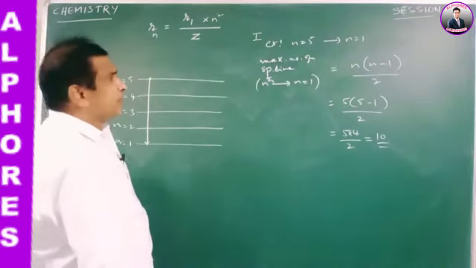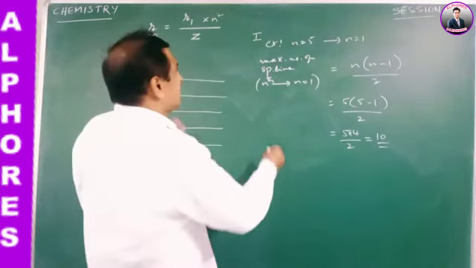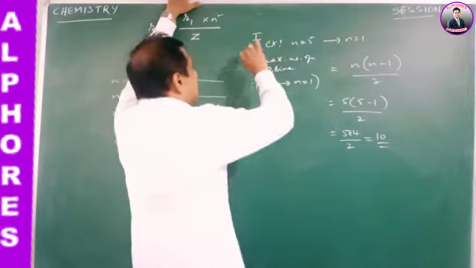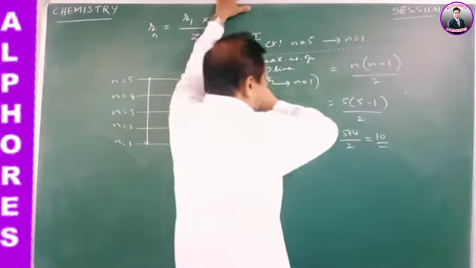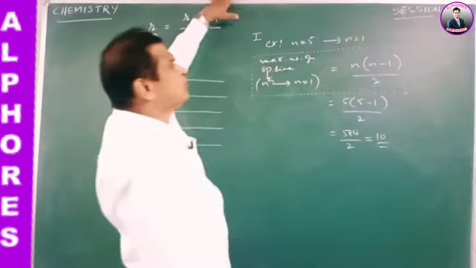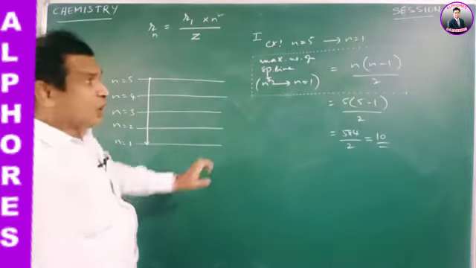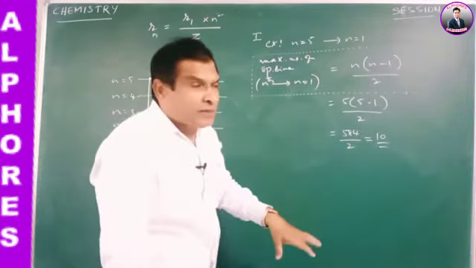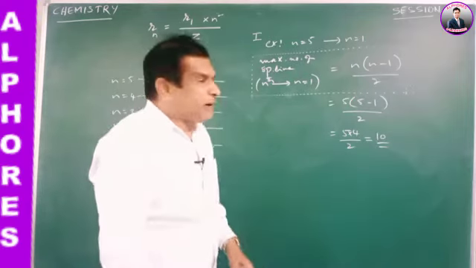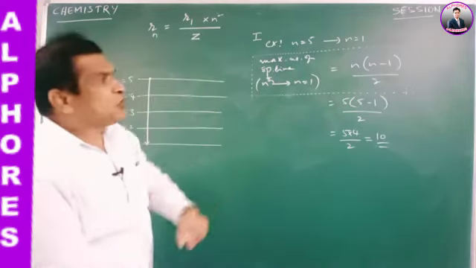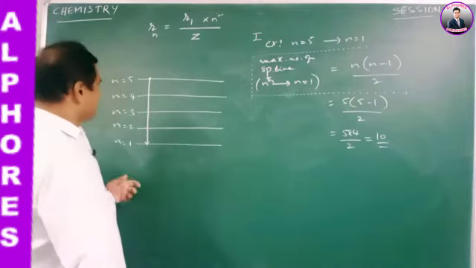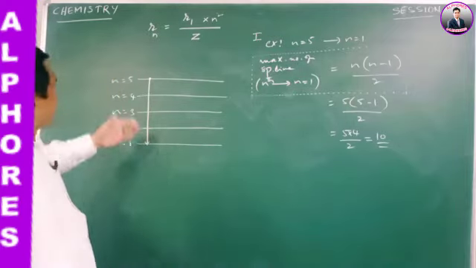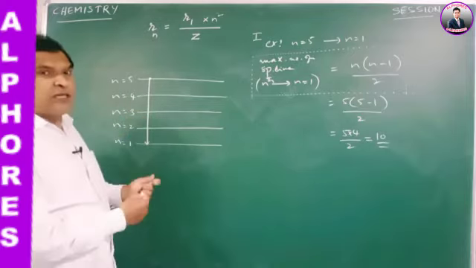Okay, the concept you should remember: when the electron is jumping from a higher energy nth orbit to the first orbit, the maximum number of possible spectral lines appearing in the spectrum is n into n minus 1 by 2. That is 10 spectral lines. We can say the same line should not be repeated. If it is repeated, we should not count.